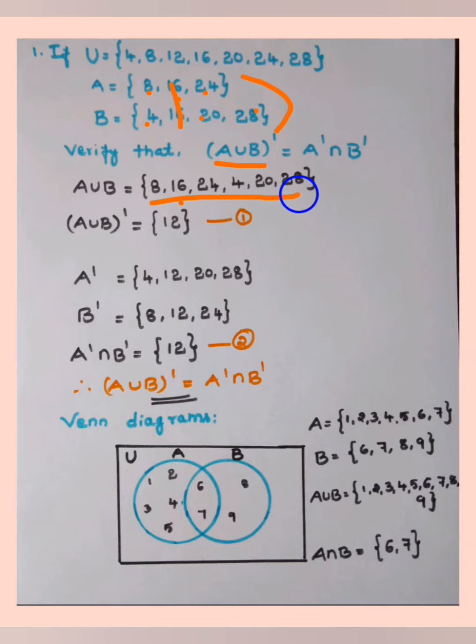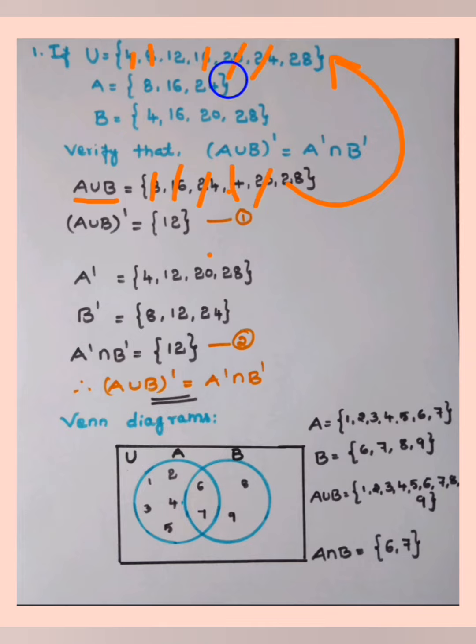So all these numbers, it is better to arrange in either ascending or descending order, it will be easy. Even if you write like this, there is nothing wrong, okay. And you got the value of A union B. Now A union B whole dash. So we have to compare this with the universal set. Cancel the common in both: 8, 8, 16, 16, 24, 24, 4, 4, 20, 20, 28, 28. What is remaining? Only 12 is remaining. So that is A union B whole dash. Take it as equation number 1.